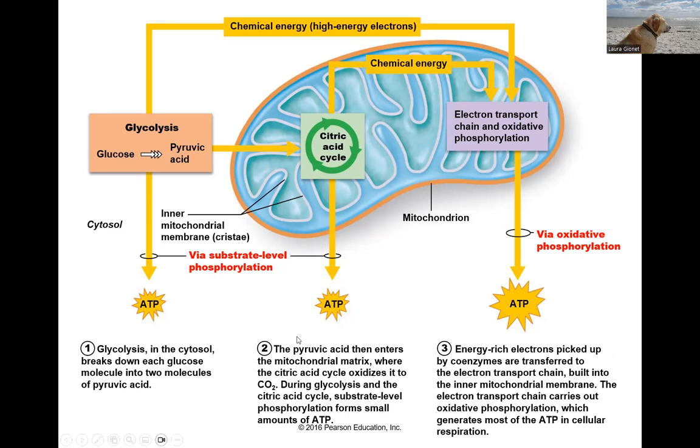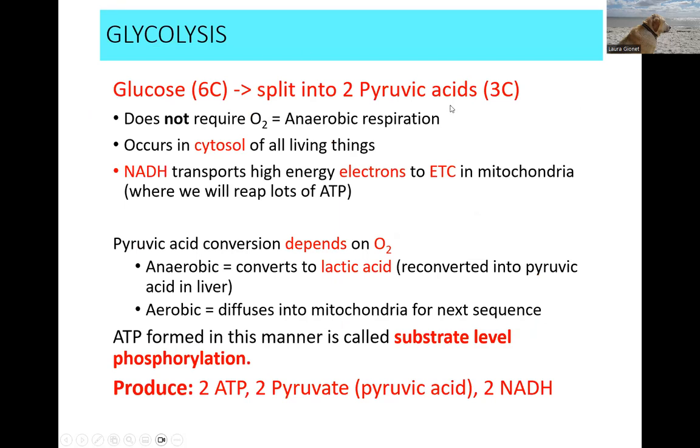The first 2 sources of ATP, in glycolysis and the citric acid cycle, are via substrate level phosphorylation. And then the last is oxidative phosphorylation. Don't worry really about all this writing down here in the bottom in black. I will tell you what you need to know.